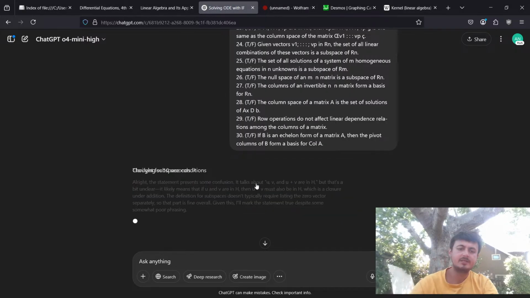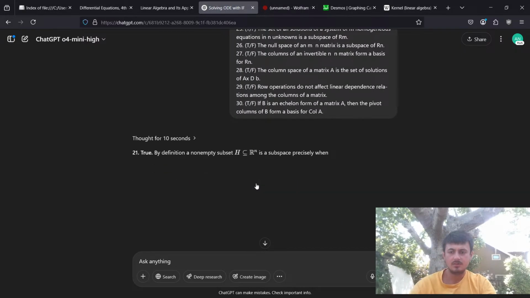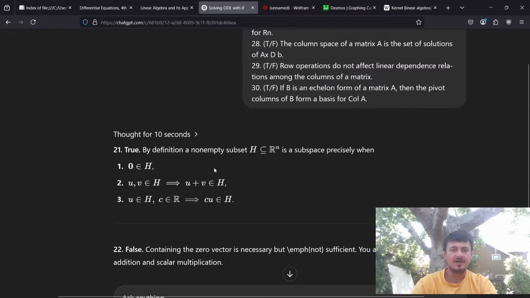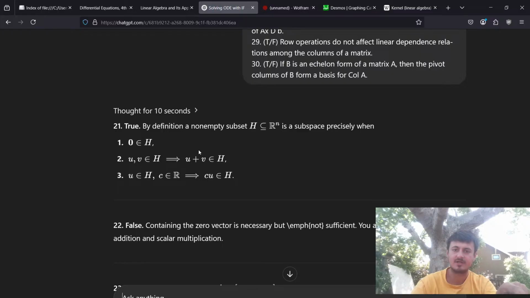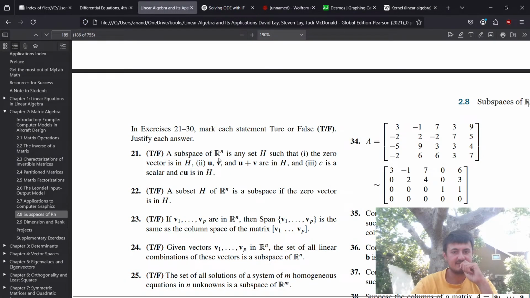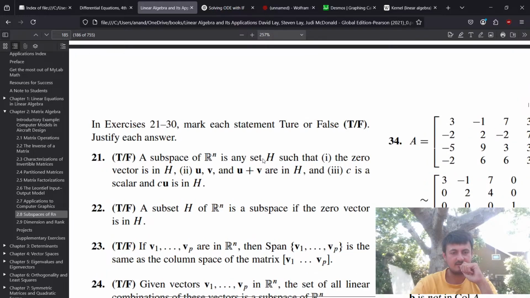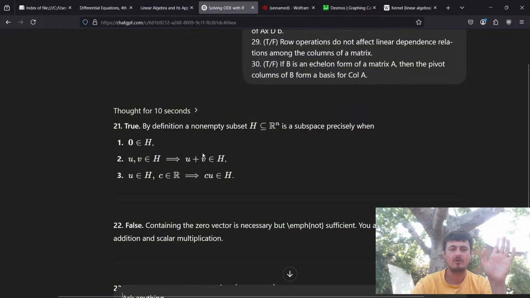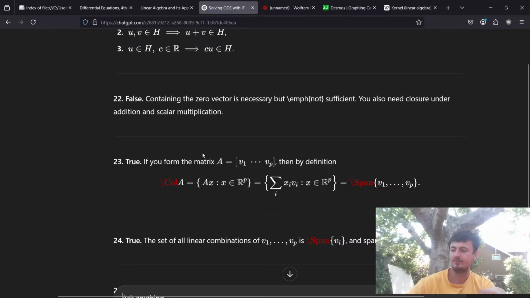Okay, so what did we get? Wait, 21. They gave true, but I'm taking issue with ChatGPT's answer. I don't think that's right at all, because it doesn't ever say that H is a subset of Rn. So I think I'm right. Okay, anyways, we're going to move on.